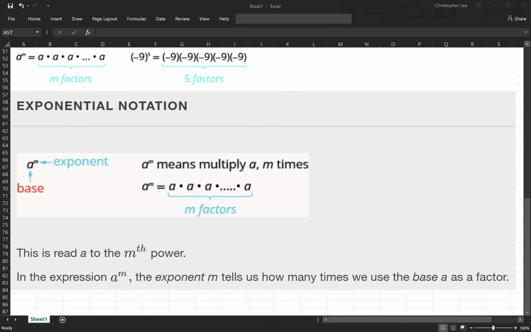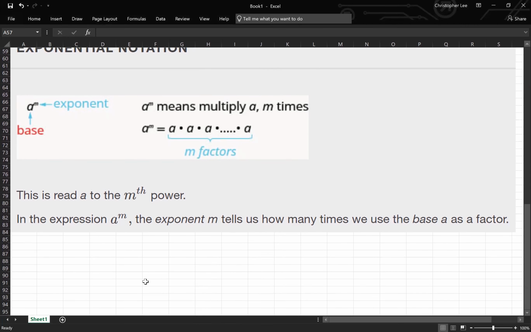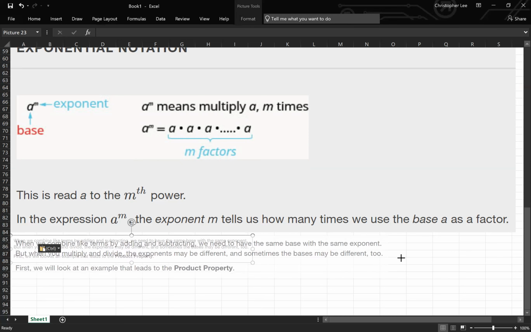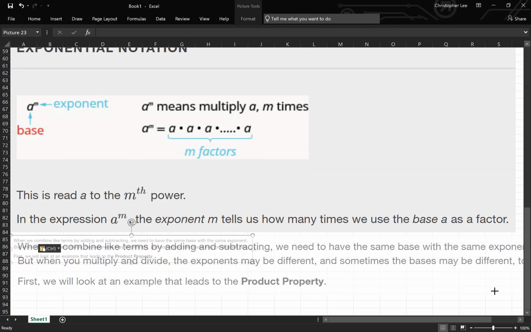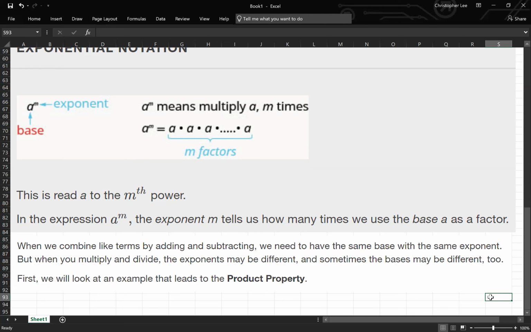All right. So here's how we're going to use that knowledge real quick. And if you guys need to rewatch this, I totally understand. It's being recorded, so don't worry. So when we combine like terms by adding and subtracting, we need to have the same base with the same exponent. Remember that from last class? Same base with the same exponent.